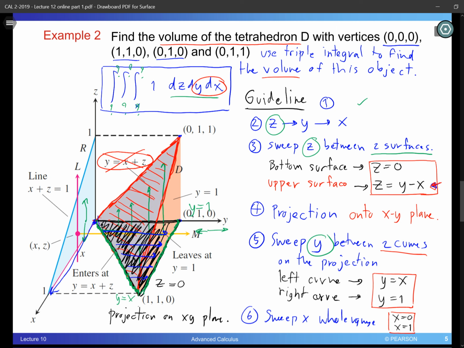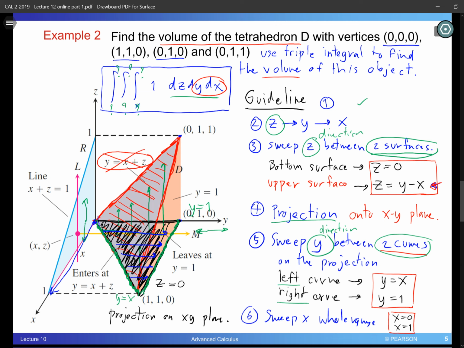Right? Step 3 is about sweeping between two surfaces. You have to find that in the z direction. Now, after that, you are supposed to find the projection and work on the projection by looking for the curves, left and right curve here, because we are sweeping in the y direction. And in this example, the y direction is left and right. That's why we found the left curve and the right curve. And if you can understand how this comes from step 1 to step 6, then you are good to go.